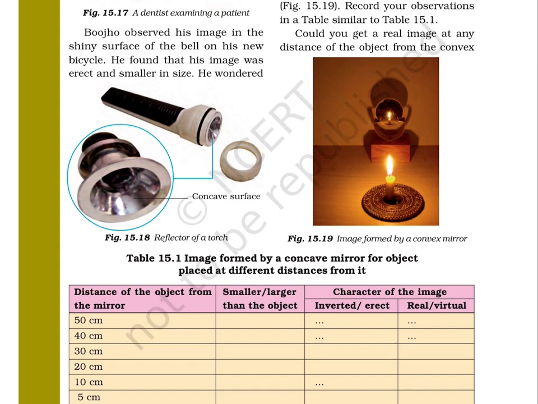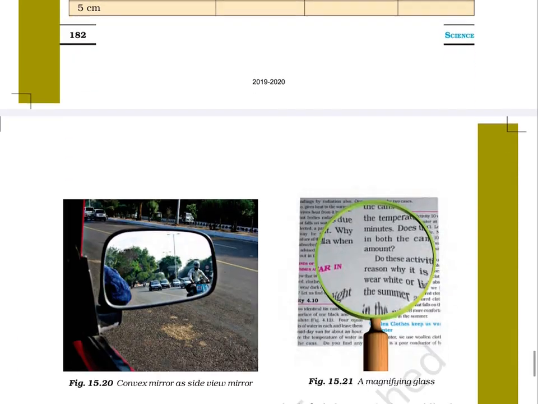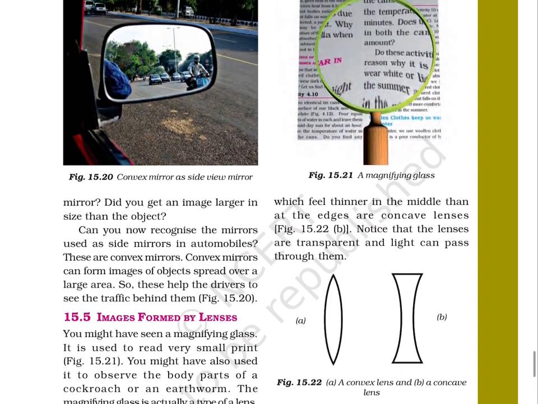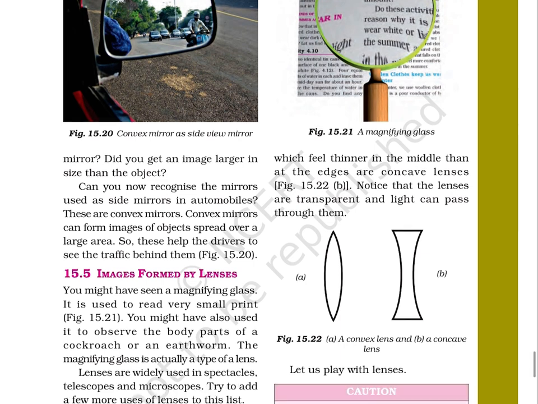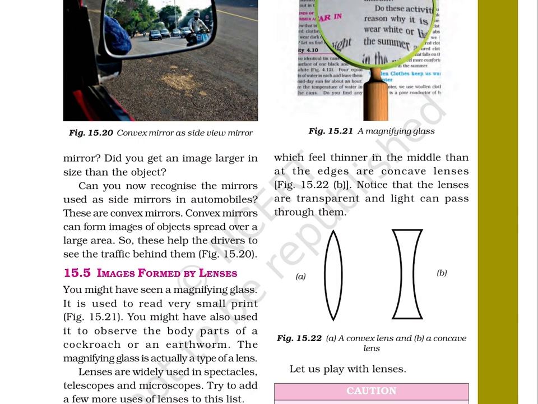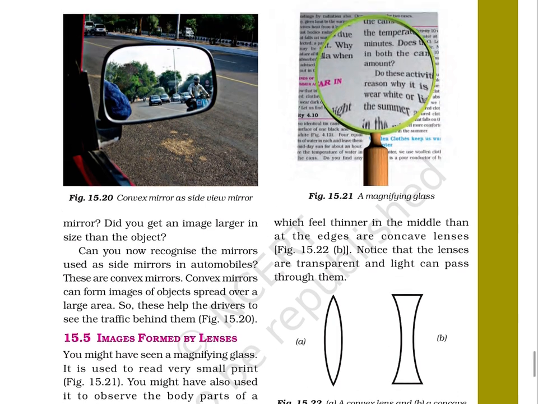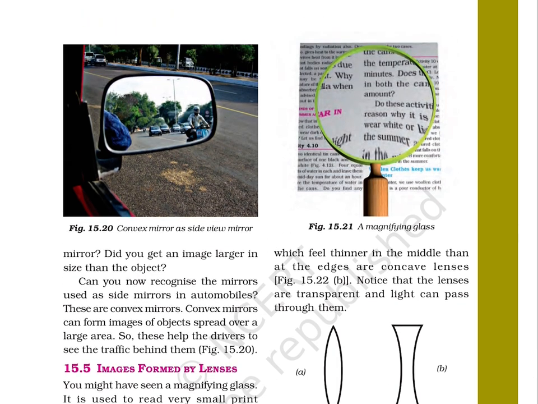Page 183. Can you now recognize the mirrors used as side mirrors in automobiles? These are convex mirrors. Convex mirrors can form images of objects spread over a large area. So, these help the drivers to see the traffic behind them. You can observe this in Figure 15.20. Figure 15.20. Convex mirror as side view mirror.